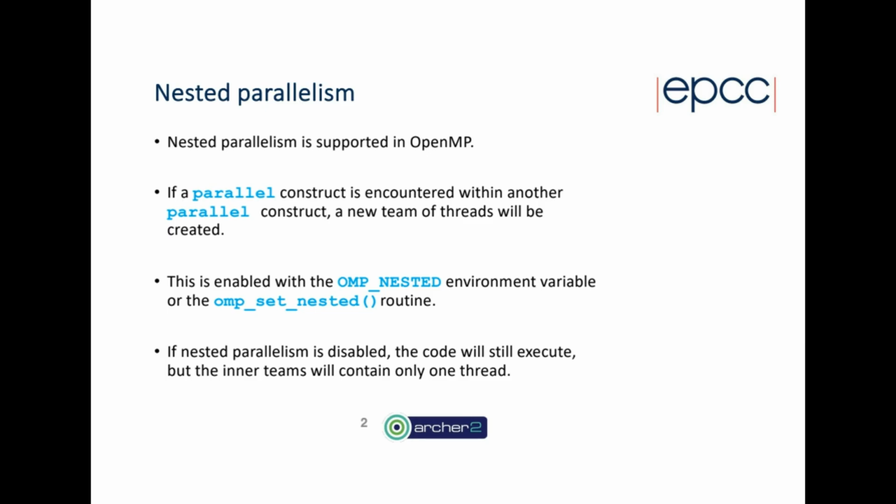Usually this needs to be enabled. We have control over this either through the OMP_NESTED environment variable, which you need to set to true, or by calling the omp_set_nested routine from inside the code. If nested parallelism is disabled, the code will still execute, but the inner teams will contain only one thread. Inner teams will just execute on the encountering thread, and no new threads will be created at the inner level.